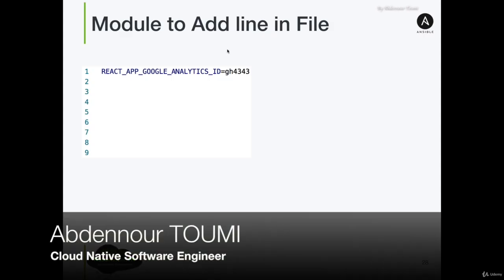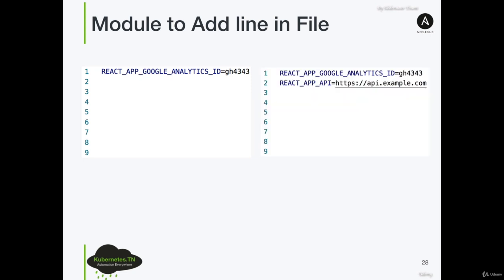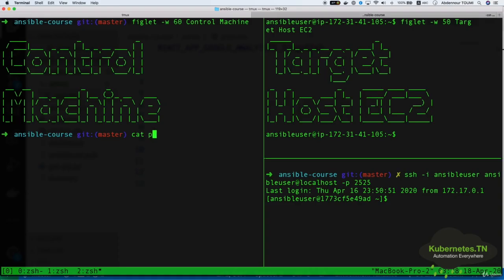In this lecture, we will see how we can add a line in a file. This is our file, and after adding the line, the file will look like this. The file is here, so firstly, I will copy this file to the target host, then I will use a new module to add the line to this file. So the file is in ad hoc prod, so this is the file.